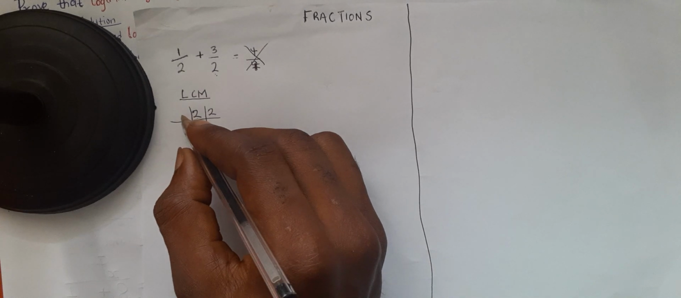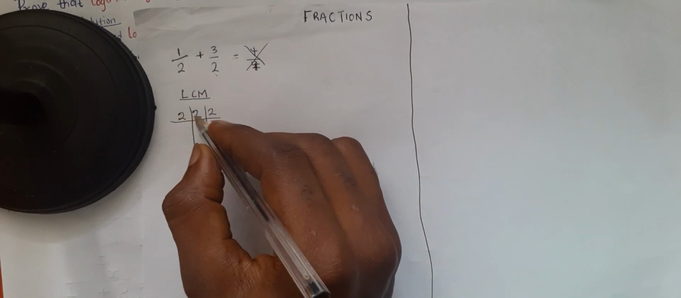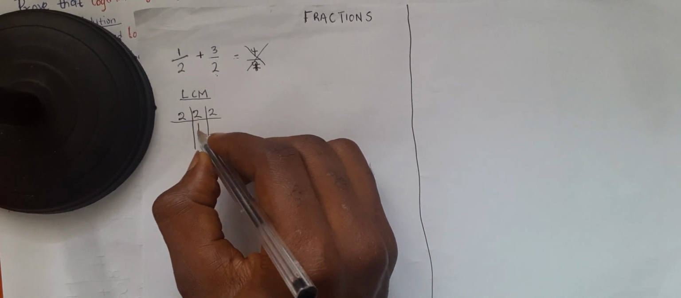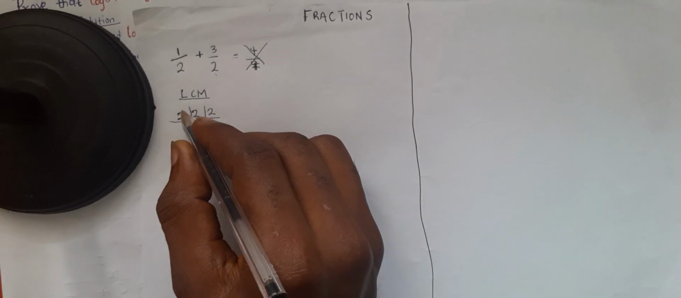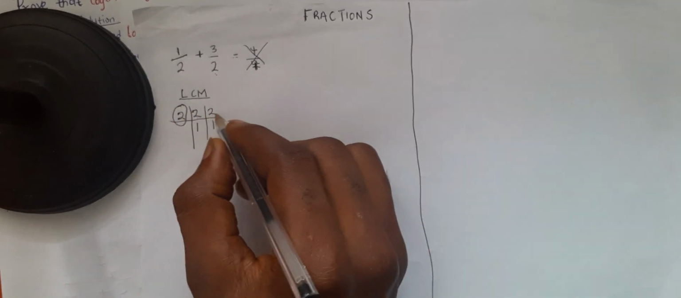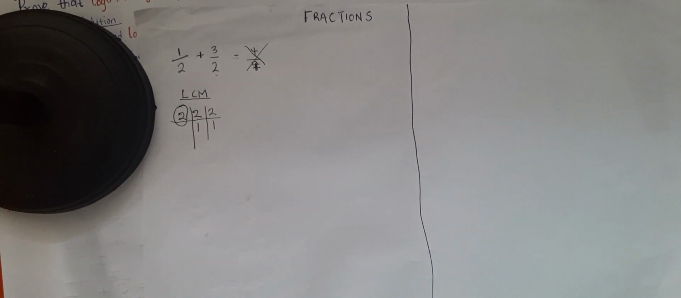So we start from 2. Normally we start from 2 because if 1 divides a number, it doesn't make any significant change. So if 2 divides, we have 1, we have 1. So we now have the LCM as 2. Therefore, the LCM of 2 and 2 is 2. As simple as that. Once the numbers can divide them and get 1, now all those numbers multiplied are the LCM.